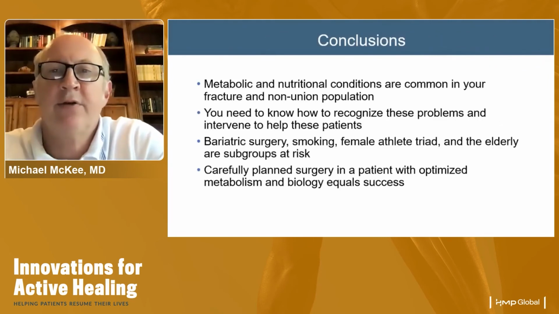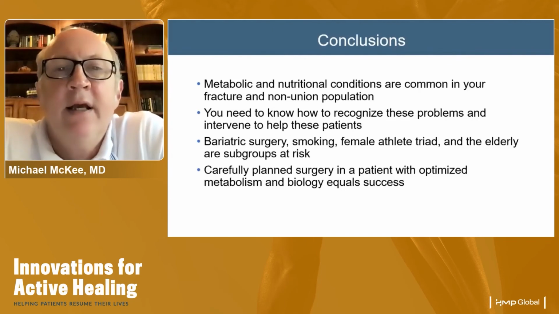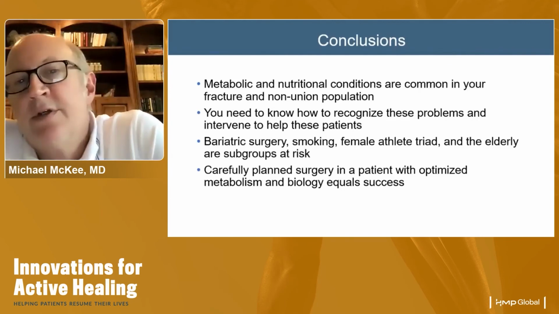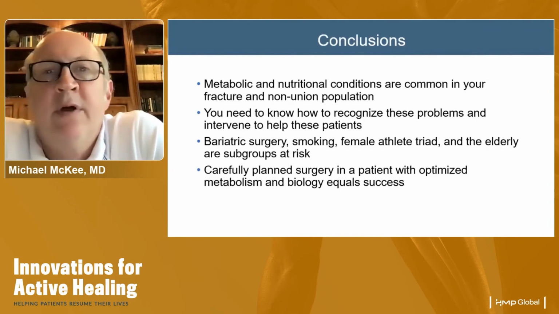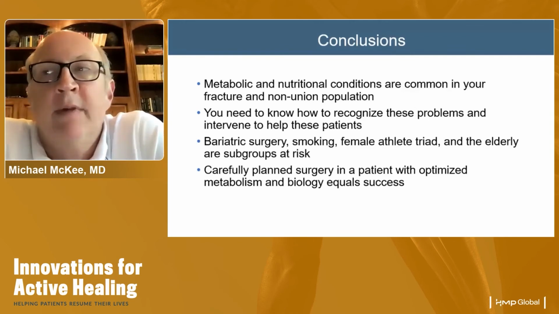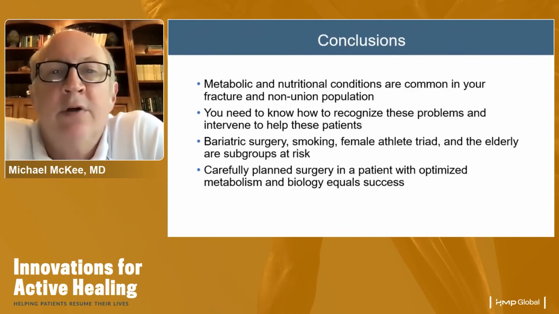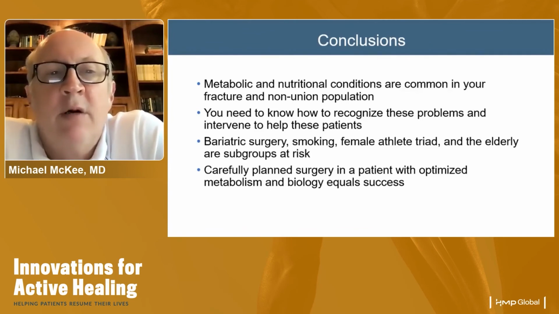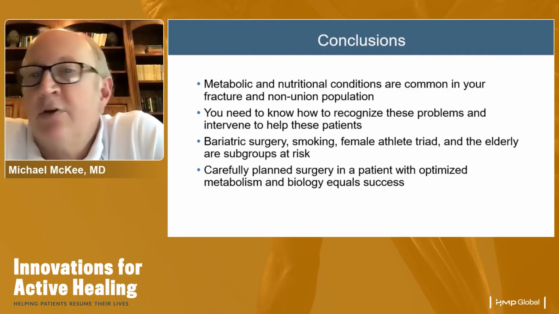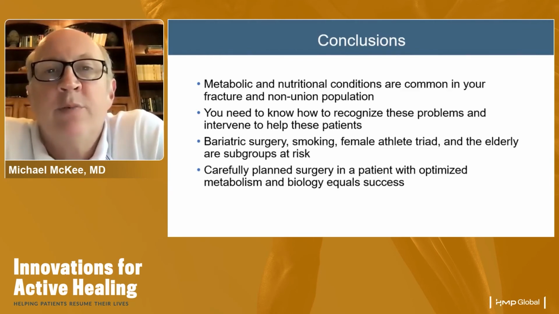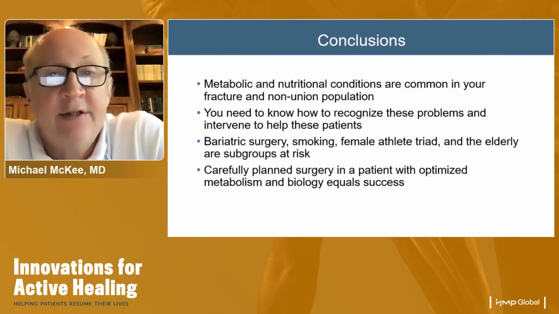So to conclude, and certainly I presented a lot of information today, and I've tried to be direct and relatively succinct with the references that I've discussed, but there are a number of others that you can look up. If you read the references I've spoken about, then a lot of them have a very good bibliography and references. You can expand your knowledge on this topic. I think that metabolic and nutritional conditions are common in your fracture and non-union population. Certainly they're common in mine, and clearly we did not recognize them as well as we could have or should have previously. Certainly that's the case for me.